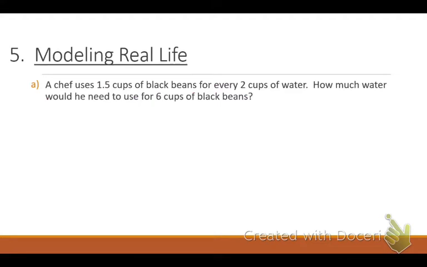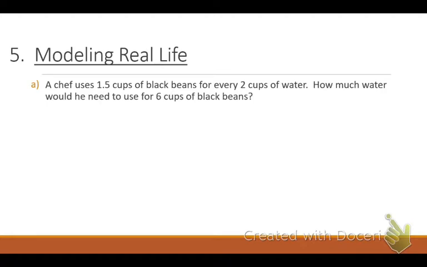All right, so with modeling real life, I typically am not going to ask you to use a specific method. Here's the main thing you've got to remember with modeling real life. Units need to be attached, and you've got to have the same units on both the numerator and the denominator. Make sure both of your denominator units are the same. So let's look at this first one.